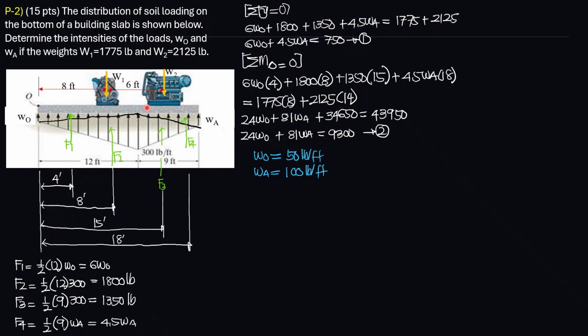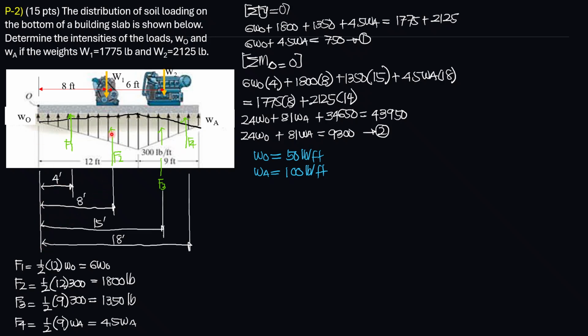So F1 is the area of this triangle. I divide this trapezoid into two triangles. This small triangle here and this bigger triangle, which is F2 for that case. And this right trapezoid is another triangle, this bigger triangle F3, and that small triangle F4. So since this distance is 1/3 of 12, and 1/3 of 12 is 4 feet, that's why it is labeled here 4 feet from the origin.